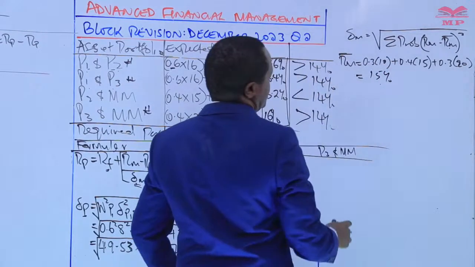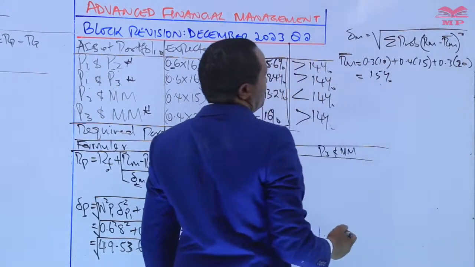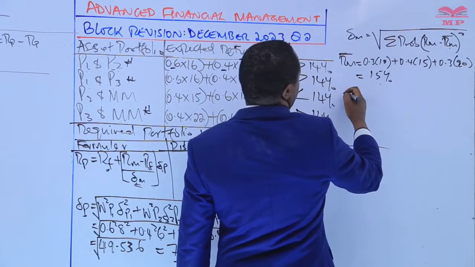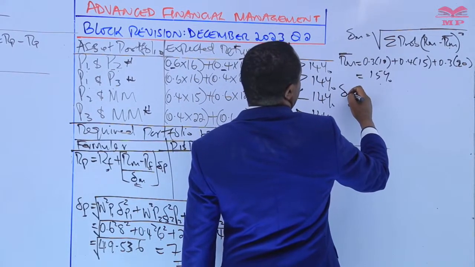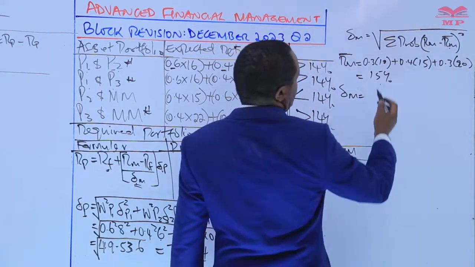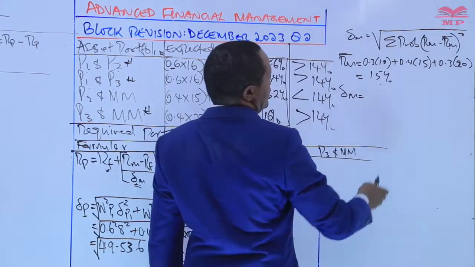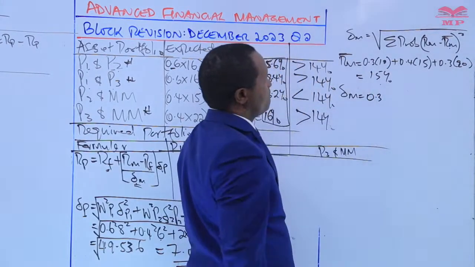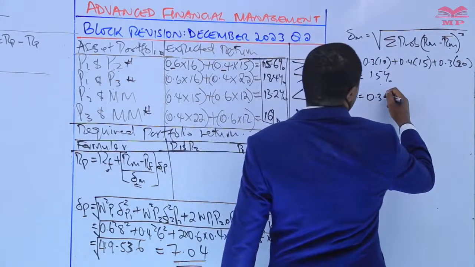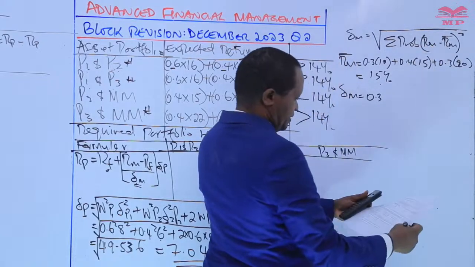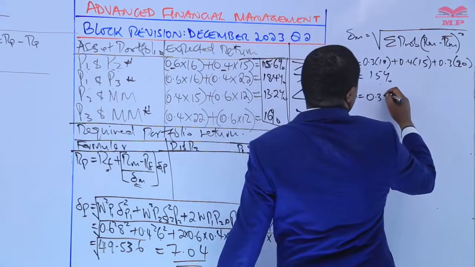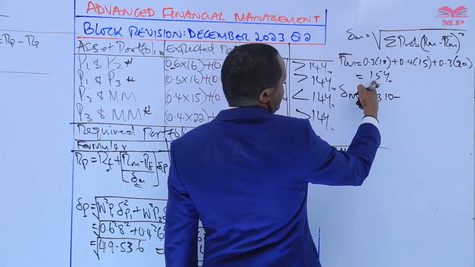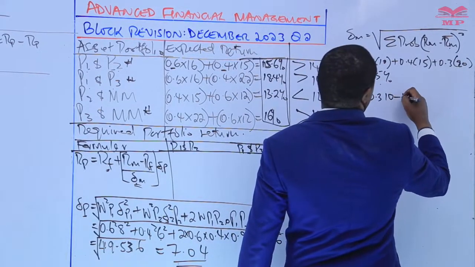Then we are going to use this expected return, substituting within the formula. The first probability is 0.3 times the 10%, is it 10? Yes, 10%, minus the expected return, 15%.